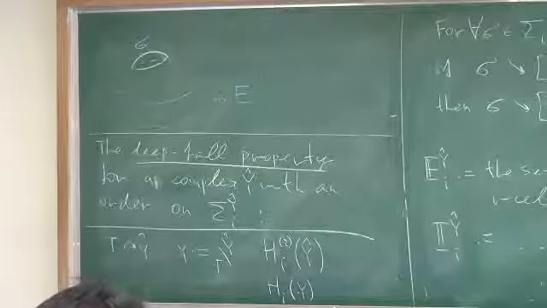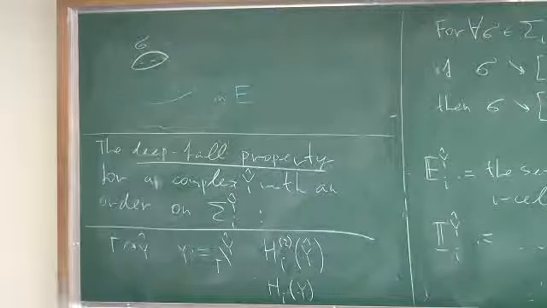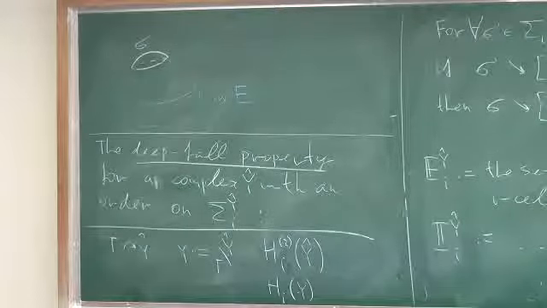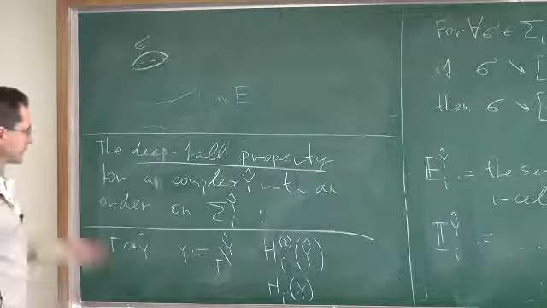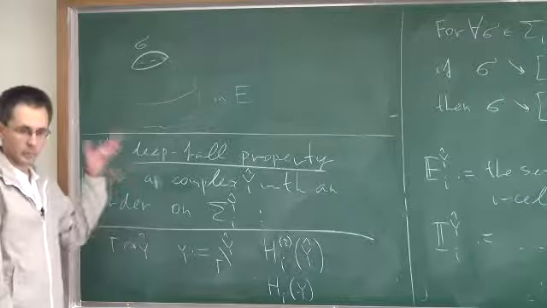So maybe I don't understand the motivation why you think this kind of cells with a deep-fall property. I mean, what's the motivation? So there are two motivations. First is that this deep-fall property was used in a proof of the Hanna Neumann conjecture.